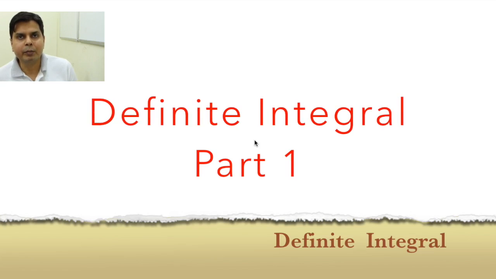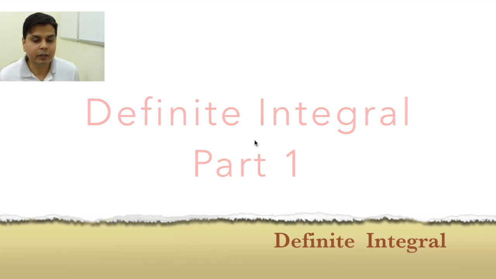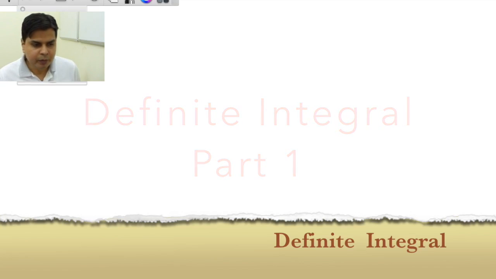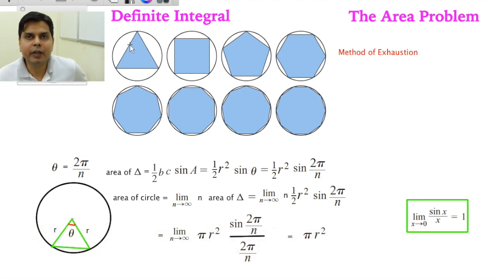Suppose I give you an ellipse or a circle or a parabola, how will you find area of that curved surface? Now Archimedes invented or devised a method called method of exhaustion. I will just briefly explain what this method means.